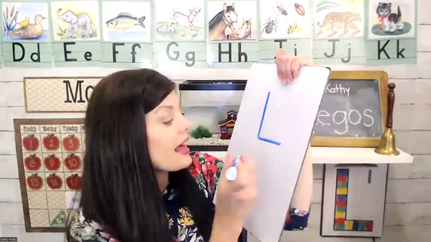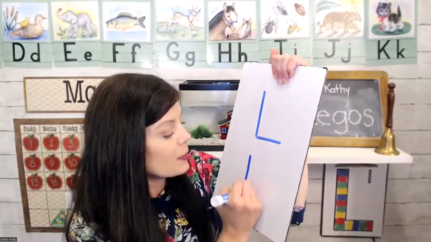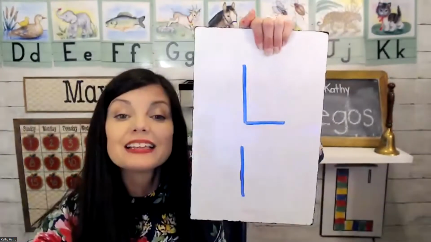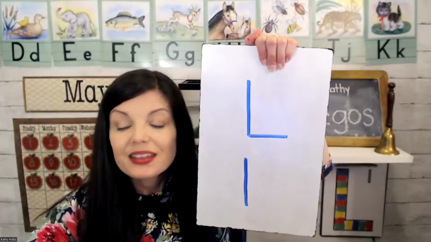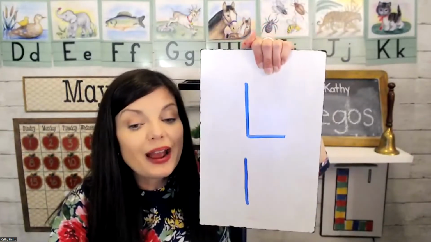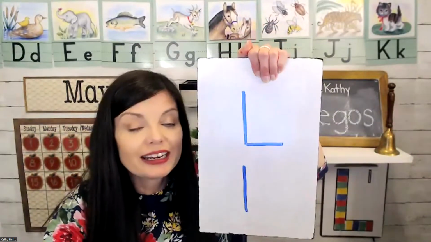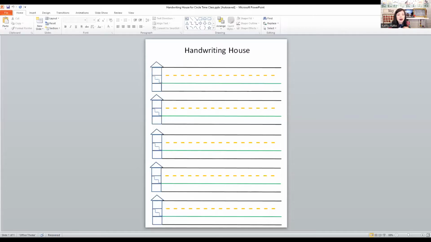Now for the little L, all you have to do is make a number 1 because number 1 and little L are the same. If you want to, you can practice these letters on handwriting paper. And I have this handwriting house sheet over on my blog, and parents, you can get this for free there if you'd like. The link will be below.